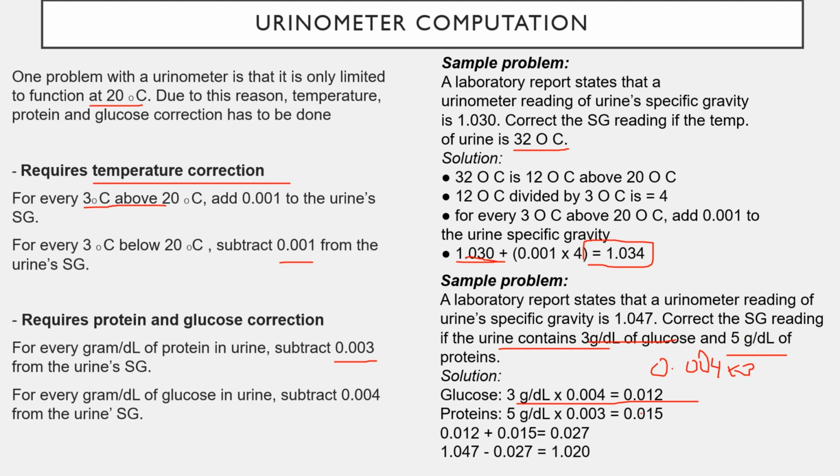While if naman protein class, 5 grams per dL. So 5 times 0.003 would get you 0.015. So you add that, 12 plus 15, 0.027. You'll subtract it now, class, to the original specific gravity, which is 1.047. You would get 1.020 as the corrected specific gravity required in protein and glucose concentration.